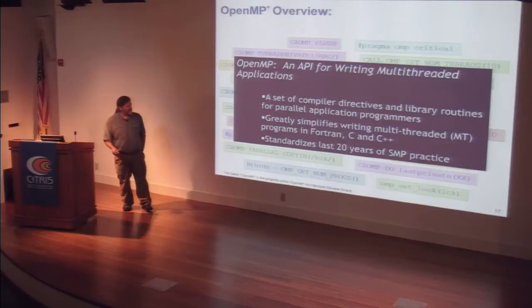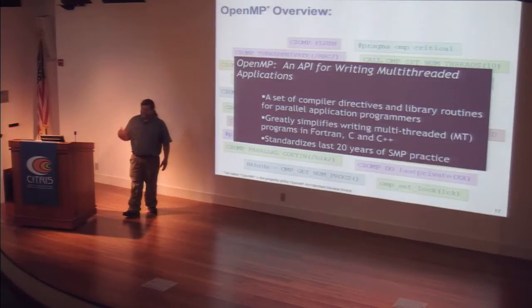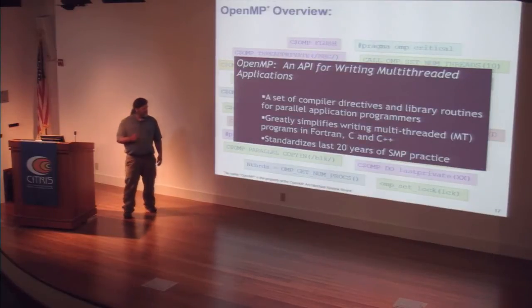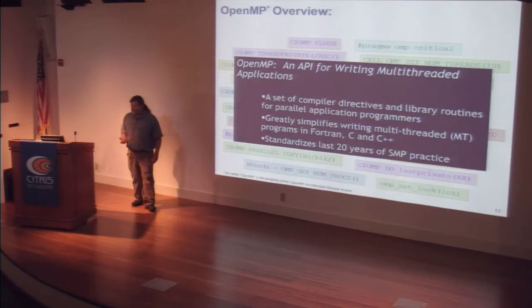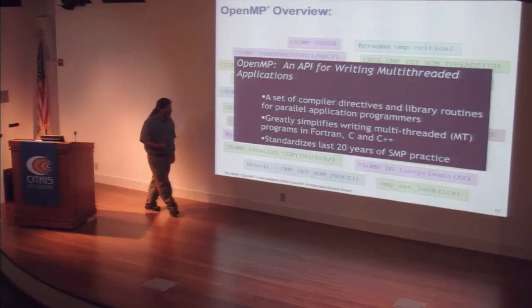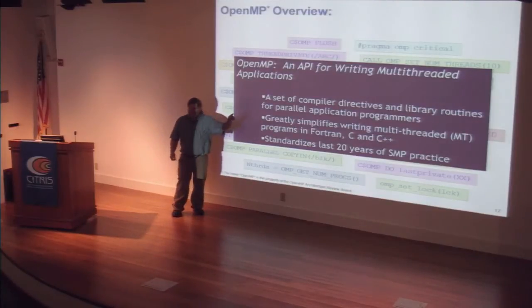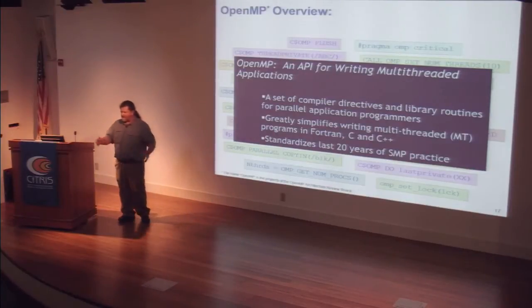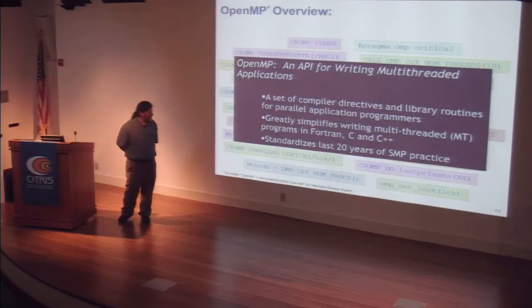So it's a set of compiler directives, and then there's some stuff that has to be done at runtime. So there's a set of library routines and environment variables. But it's mostly the set of directives, which in C are going to be some pragmas. We define how those map onto Fortran, C, and C++, which for computational sciences is the lion's share of the languages out there that matter.